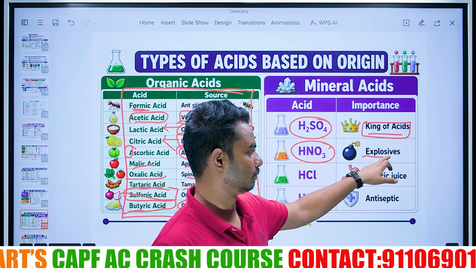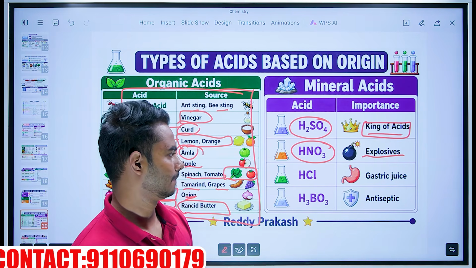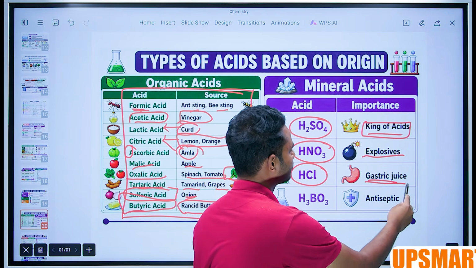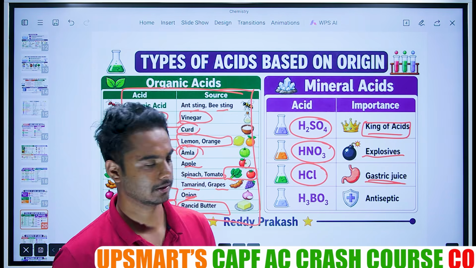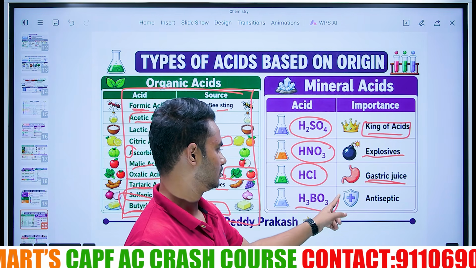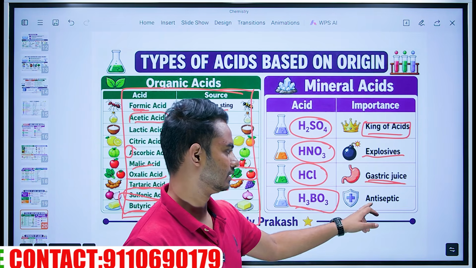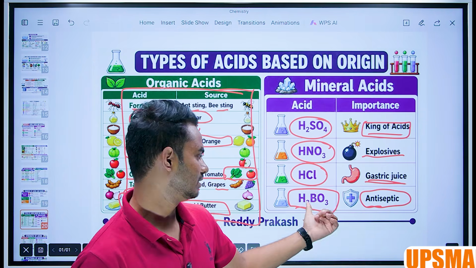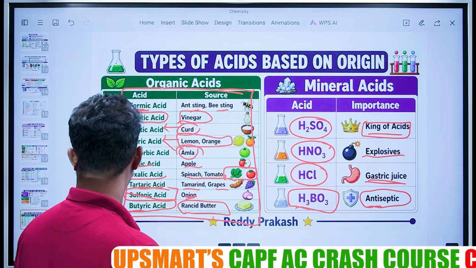Next is nitric acid, HNO3. It is used in explosives like TNT and various other explosives. HCl is hydrochloric acid. It is present in gastric juice for digestion, and it also kills the harmful bacteria in our stomach. Last is H3BO3, boric acid, which is used in antiseptic agents. Easy. Let's move ahead.